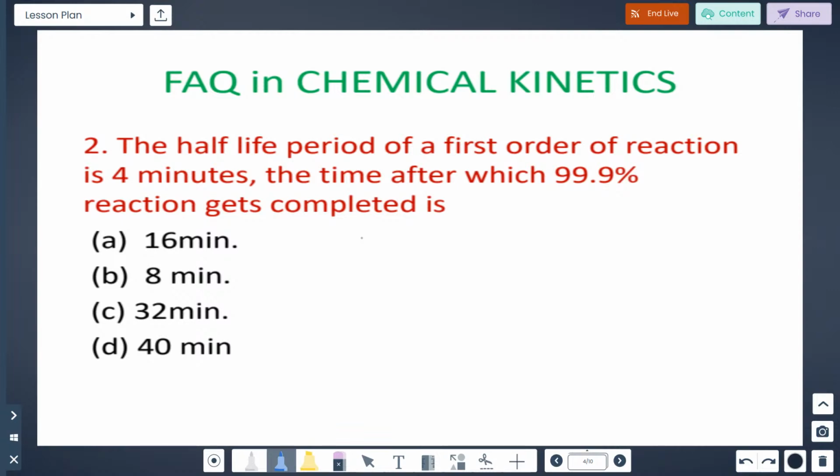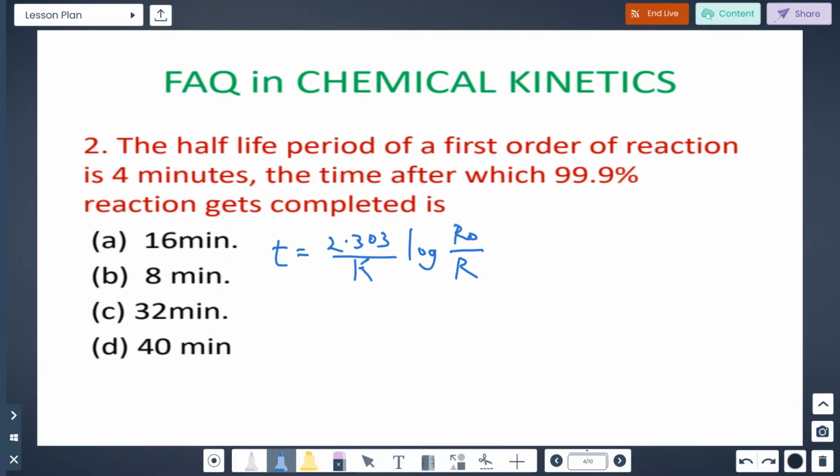Okay, we want to get time only now. So t is equal to 2.303 by k, log R naught by R. It's a formula. Then the half-life period of a first order reaction is given as 4 minutes.